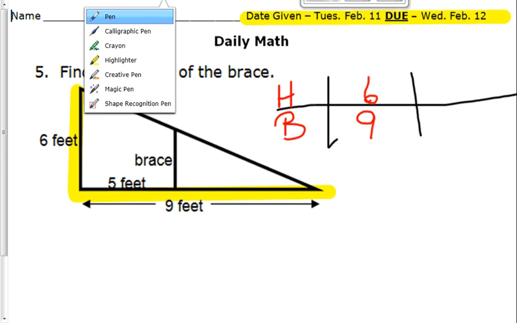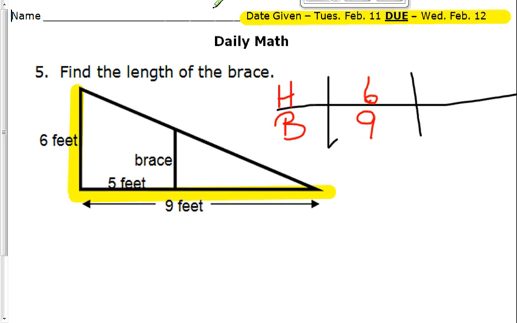Let me switch to a different color highlighter here. So that means if I'm looking at the smaller triangle here, I'm missing the height and I've got to figure out what the base is. The height is what I'm looking for. That's the brace. So I'm going to put an X there. I don't know what it is.